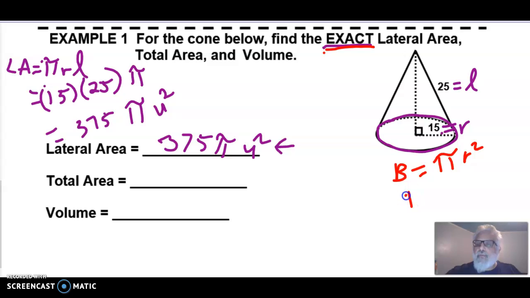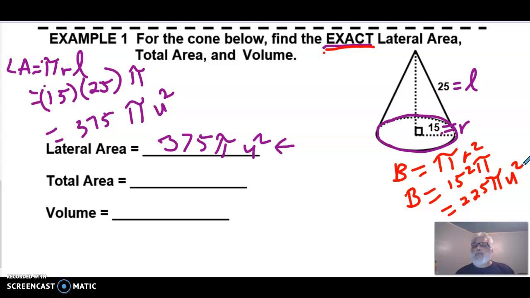Is going to be, r is equal to 15. So it's going to be 15 squared pi, which is 225 pi units squared. And remember, we're putting U because they did not give us units. Normally they would give us inches, feet, meters, centimeters, something like that, and that's what we would square.